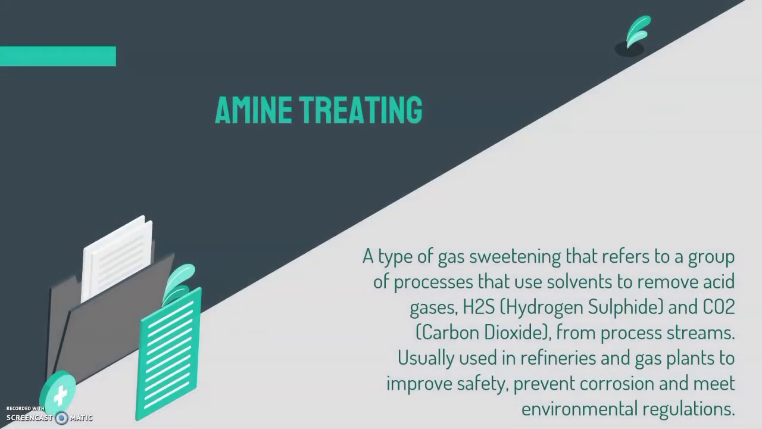So next, what is amine treating? Amine treating is a type of gas sweetening that refers to a group of processes that use solvents to remove acid gases, which are hydrogen sulfide and carbon dioxide, from process streams. Usually, these processes are used in refineries and gas plants to improve safety, prevent corrosion, and meet environmental regulations.